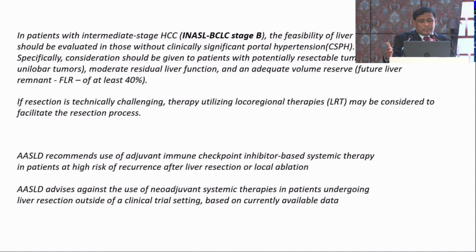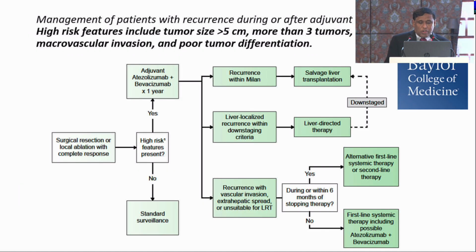So INASL, for BCLC stage B, showed that we should go for resection, and also you should use local regional treatment more aggressively. But AASLD still doesn't recommend clearly what you do, and also they recommend against using systemic therapy before the resection. However, after resection, if the patient has high-risk features, like tumor size more than 5 centimeter, more than 3 tumors, vascular invasion of any degree or poor tumor differentiation, they should go for atezolizumab systemic therapy after resection as adjuvant therapy. And then you can watch and see whether the patient can be downstaged for transplant.